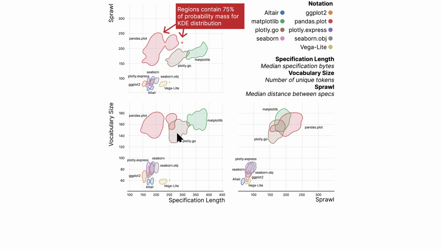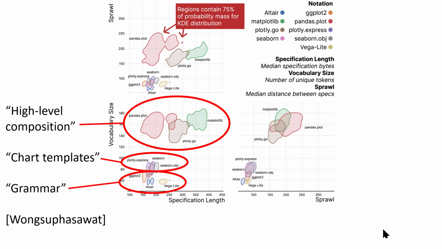And we can see that some of the notations do appear to be quite different from others. In fact, we identify 3 subsets of notations, and these arguably correspond to 3 categories of languages for describing visualizations. So Wang Supasawat described these 3 categories in previous work as high-level composition, chart templates, and grammars. And they do appear to be separated in the plots that we have here.